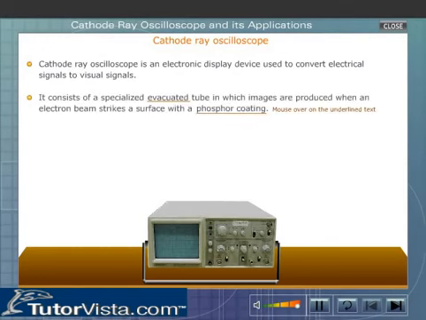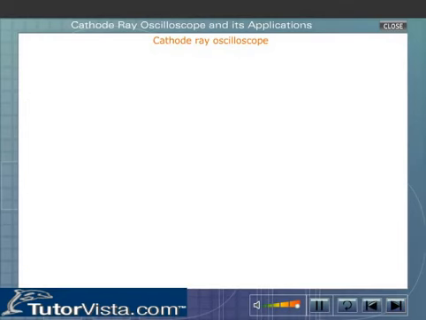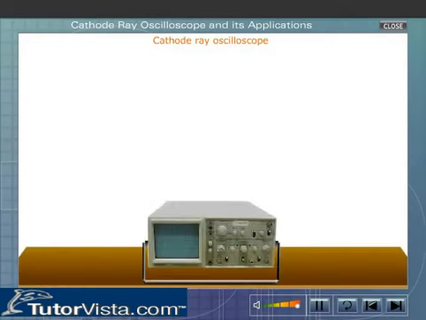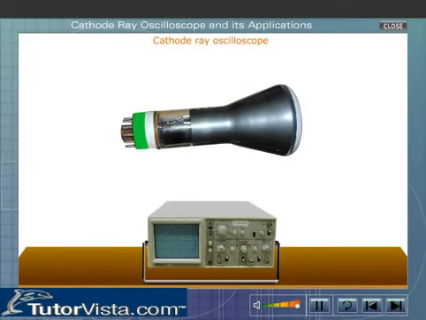It consists of a specialized evacuated tube in which images are produced when an electron beam strikes a surface with a phosphor coating. Cathode ray oscilloscope is similar to a discharge tube in many ways.